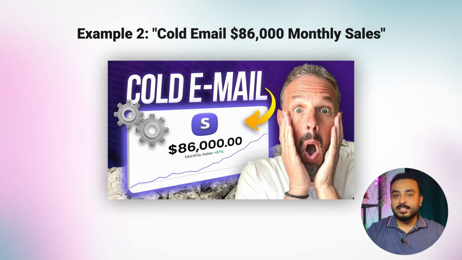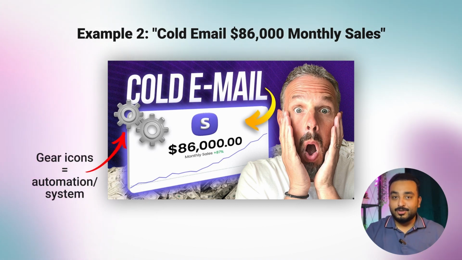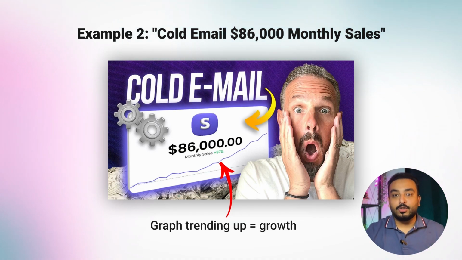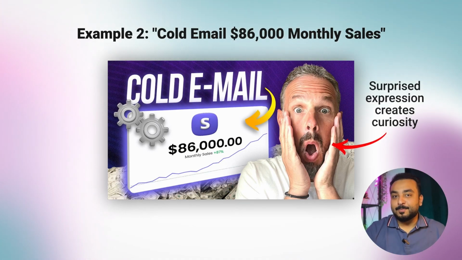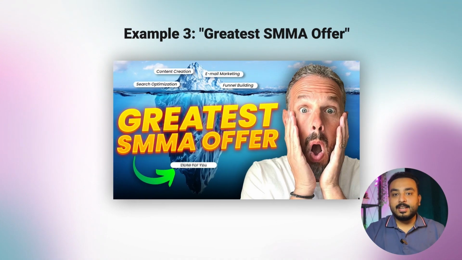Cold email, $86,000 monthly sales. So what made this thumbnail work? It showed the exact revenue numbers, $86,000. They had these gear icons to show automation systems. And then it had this graph trending up that showed growth. This surprised expression on his face creates curiosity. And we use this purple background to make everything stand out. And here's the next example.